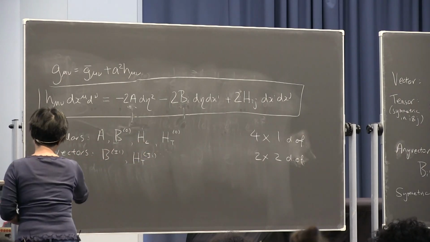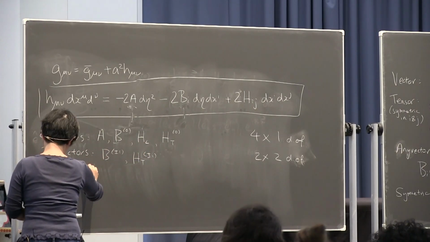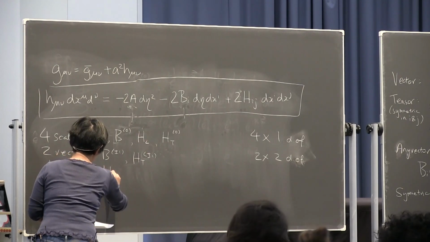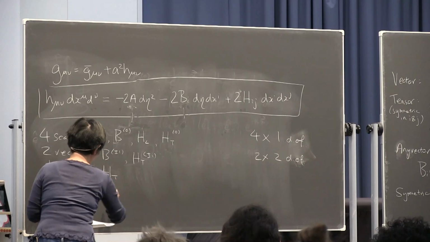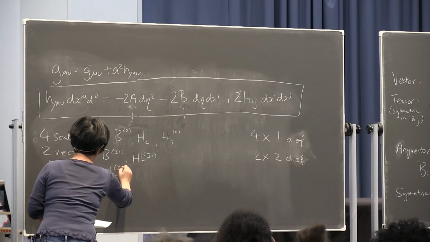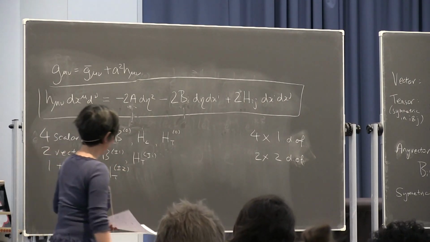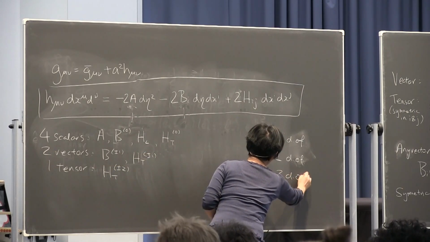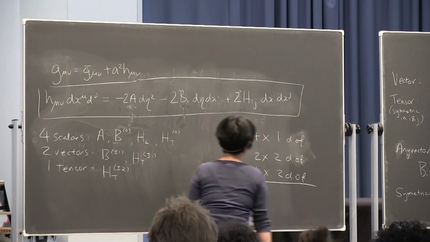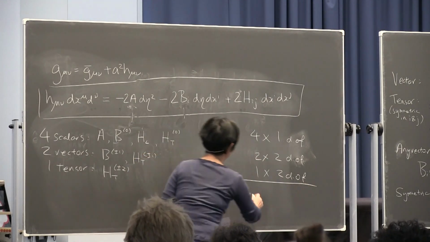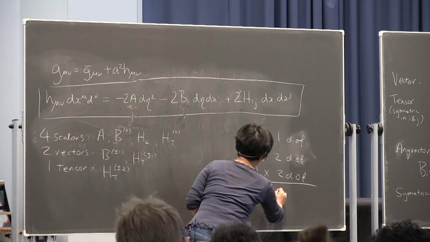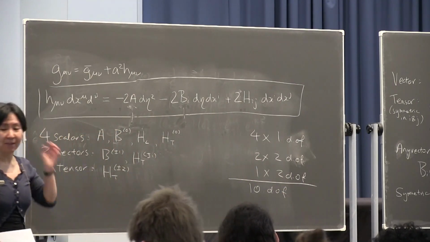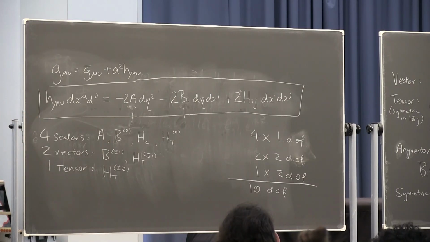And then lastly, we have 1 tensor component, which resides in the h_ij, and is traceless and transverse. So H_T plus or minus 2. Okay, so this is 1 times 2 degrees of freedom. And if you add up all of the degrees of freedom, we have 10 degrees of freedom. Okay, so that's good, because that's exactly what we'd expect in any case.